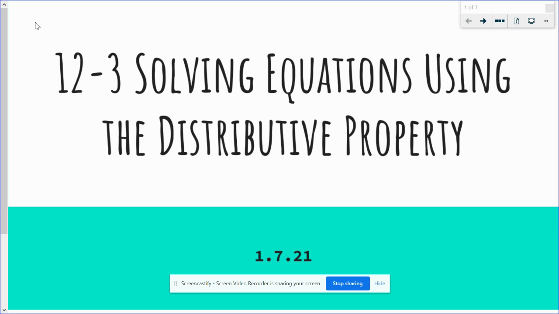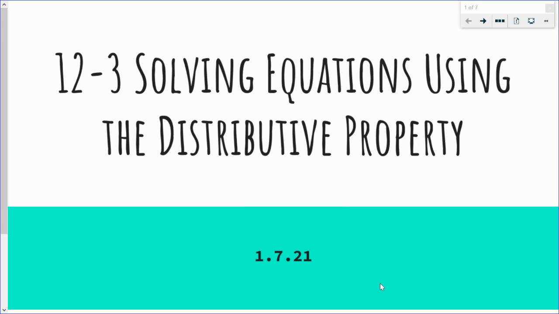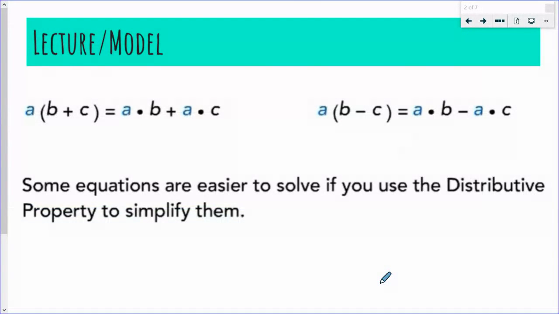In this video, we are going to discuss solving equations using the distributive property. And this is already something that we've discussed before, but we're just going to amp it up a little bit more and add in some more concepts. As a reminder, the distributive property allows you to take any value multiplied by a group of terms and multiply them by both terms on the inside.